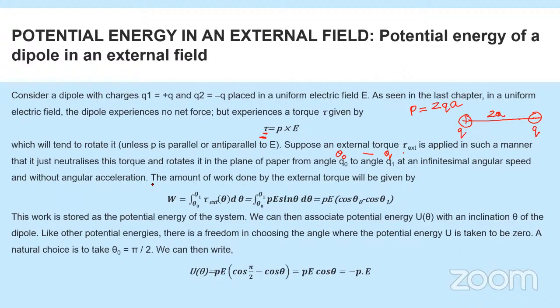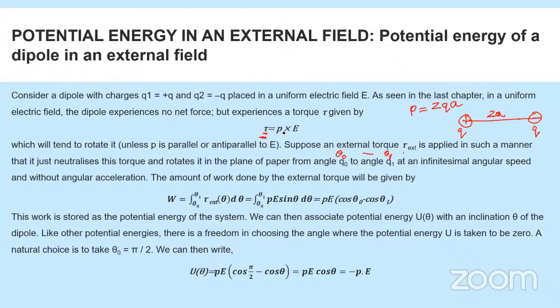Okay, so there is not going to be an angular acceleration, because the speed of the rotation is very low, but there is a change in the angle. So the amount of work done by the external torque will be given by the work, integrating it from theta 0 to theta 1. We are integrating the external torque with respect to the angle. Then again, the external torque is going to be PE sine theta.